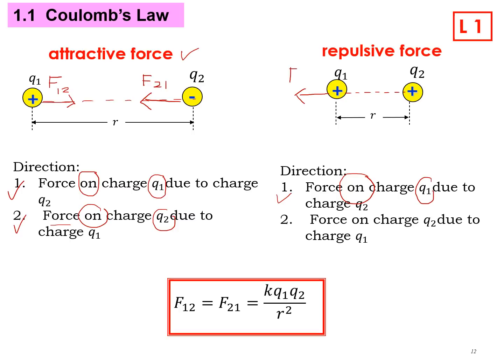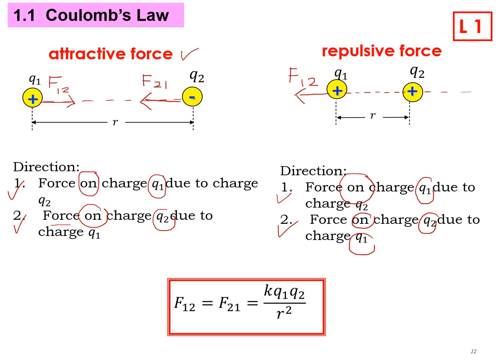For the labeling, F on 1 due to charge 2 is F1,2, meaning the electrostatic force on charge 1 due to charge 2. So we look at another one: force on charge Q2 due to charge Q1. So this is Q2.